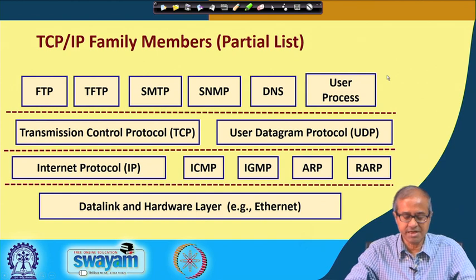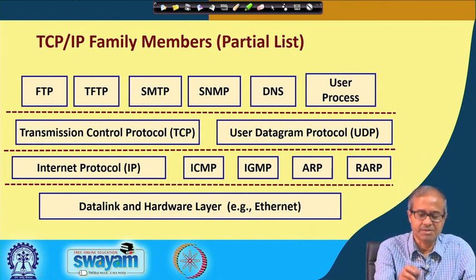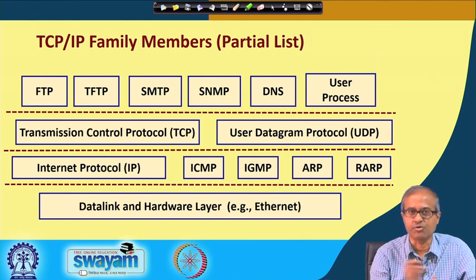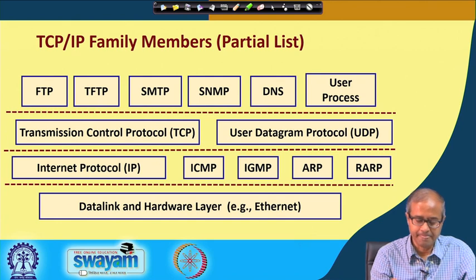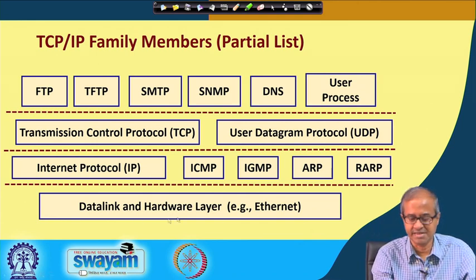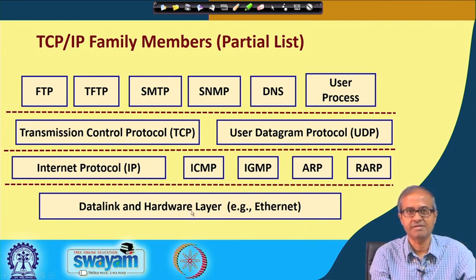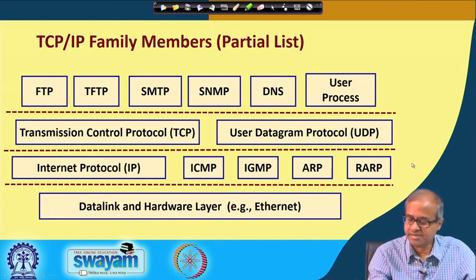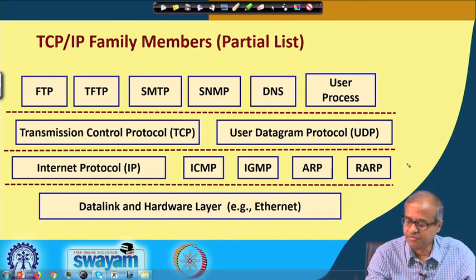Now, this is a diagram which shows some of the TCP/IP family members. There are more in fact. So, the most important ones are shown here. In the lowest level, this is the data link layer. Sometimes it is called the data link and hardware layer, or physical layer, different names. So, if you have an Ethernet connection, you will be using an Ethernet layer here. This will be an Ethernet network card that will constitute the lowest layer. And here you have the network layer.